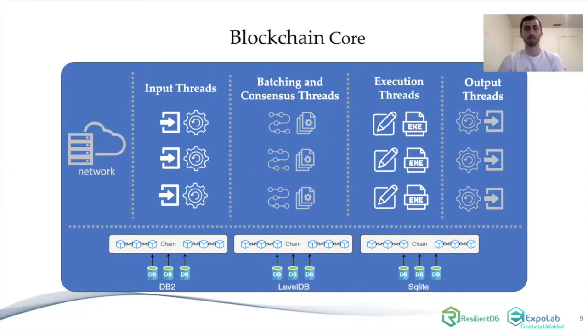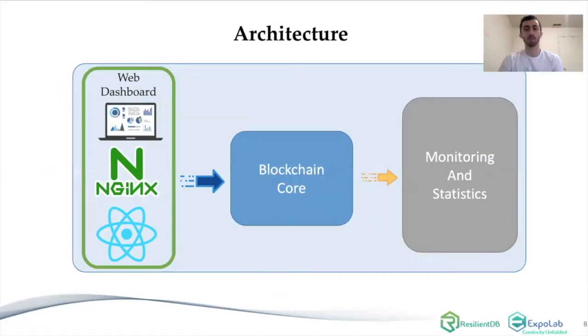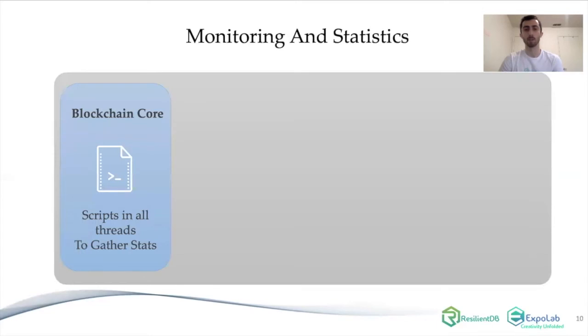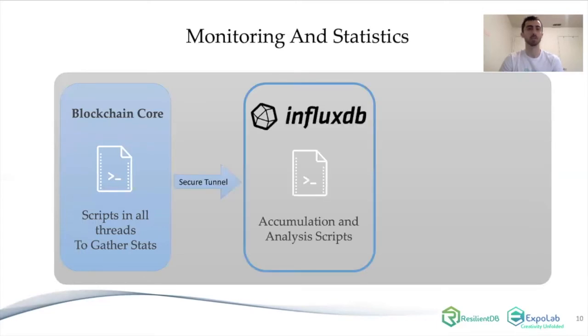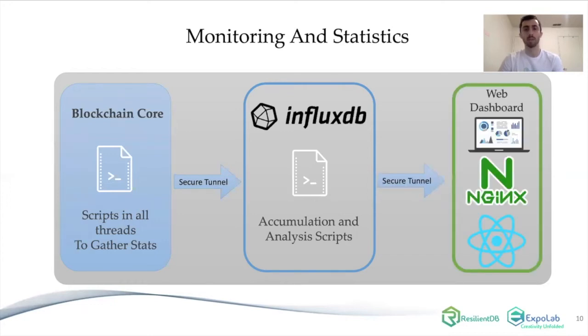So what's happening in our monitoring and statistics? We have a couple of scripts in the blockchain core to gather the results and send them through a secure tunnel to the time series database called InfluxDB. And there are scripts there to accumulate and analyze those data and send them back to the dashboard to show to users as a result.